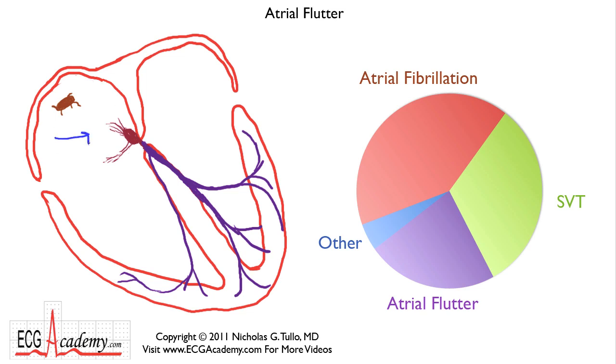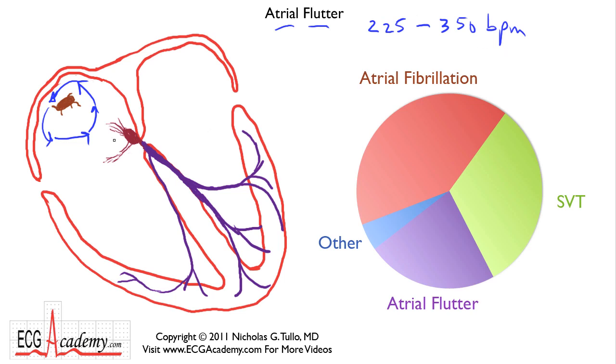So imagine you've got this electrical signal that's going around and around in the top chamber. And you say, well, that's a lot like atrial tachycardia. The difference is the rate. In atrial flutter, what you expect to see are rates in the range of maybe 225 to about 350 beats per minute. So if you see heart rates in that range, then you can correctly classify it as atrial flutter.